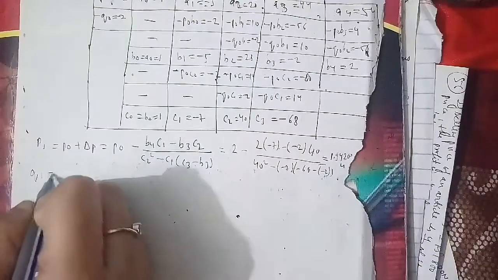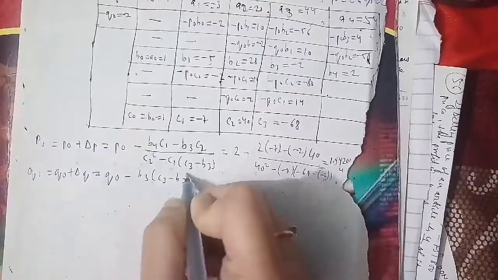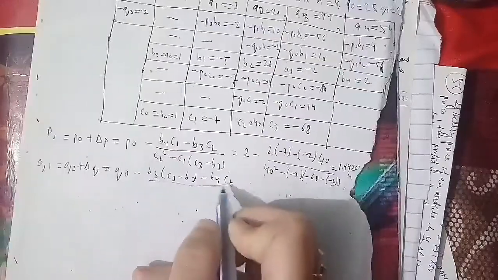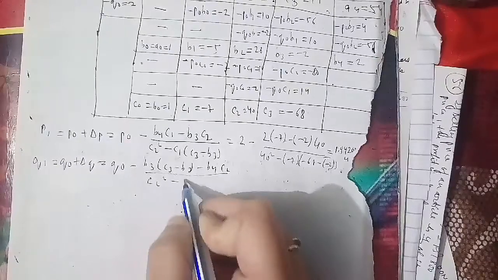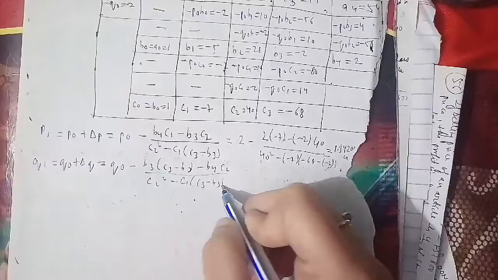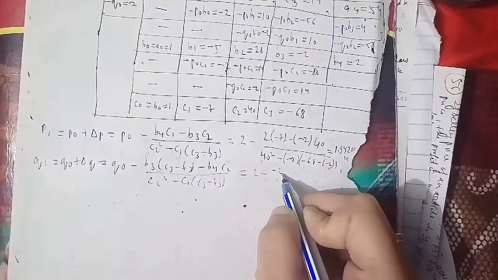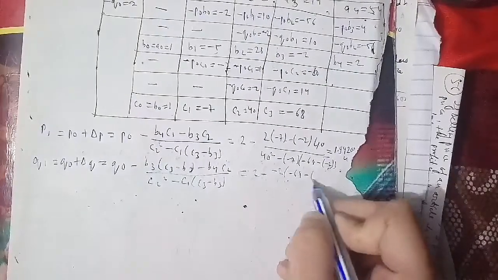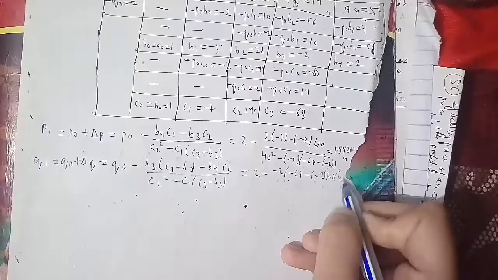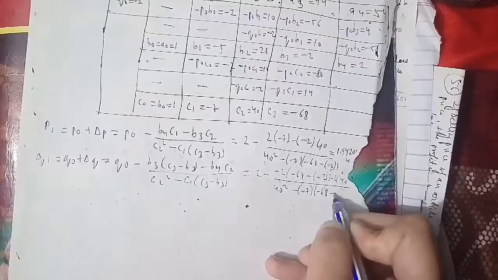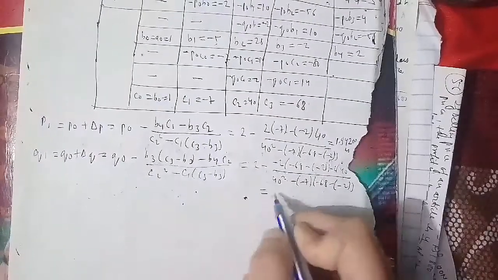And q1 equals q0 plus delta q, which equals q0 minus (b3 c3 minus b4 c2) upon (c2 square minus c1 c3), which equals 2 minus ((minus 2)(minus 68) minus (2)(40)) upon (40 square minus (minus 7)(minus 68)). That gives the value 1.954306. Now for iteration 1, we'll talk about the synthetic division.